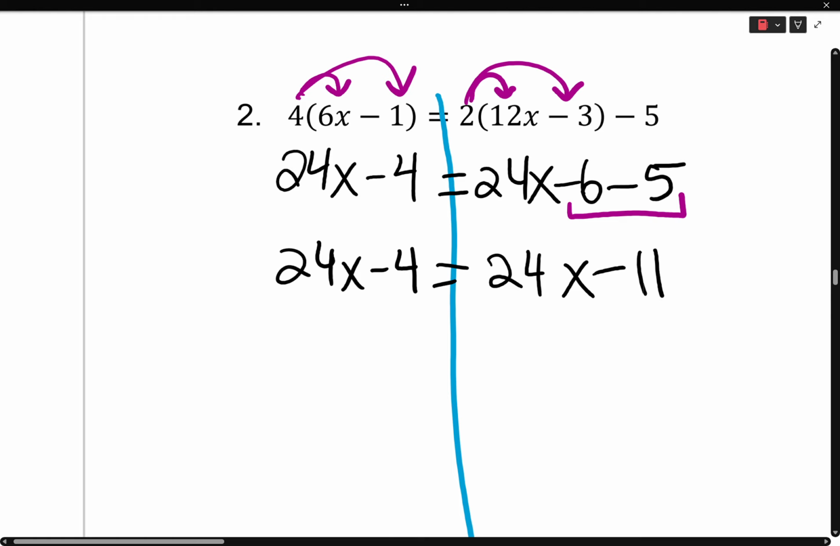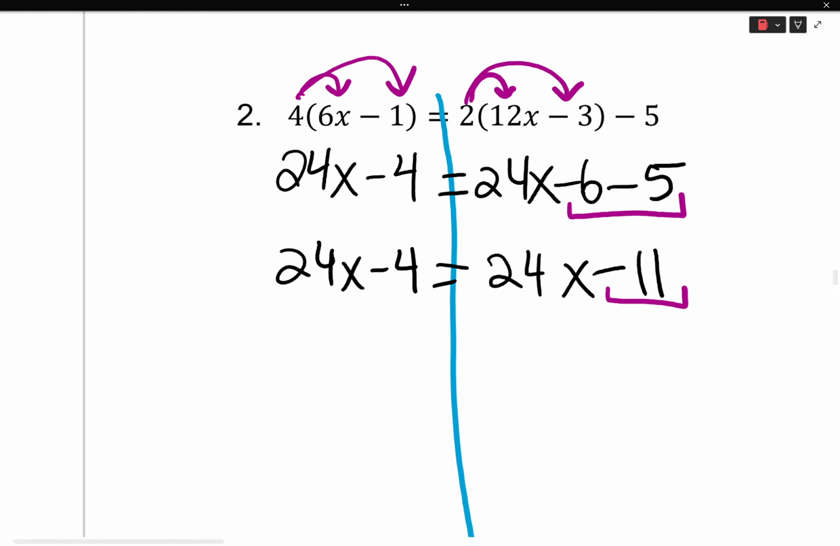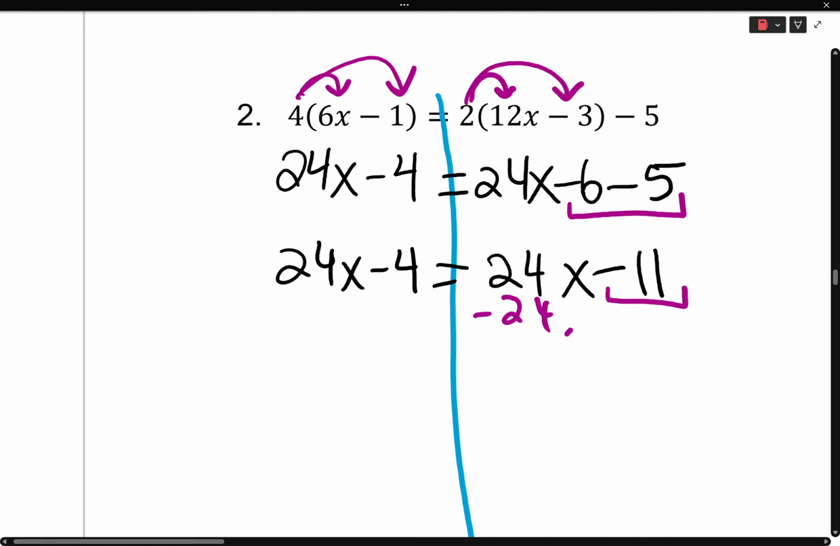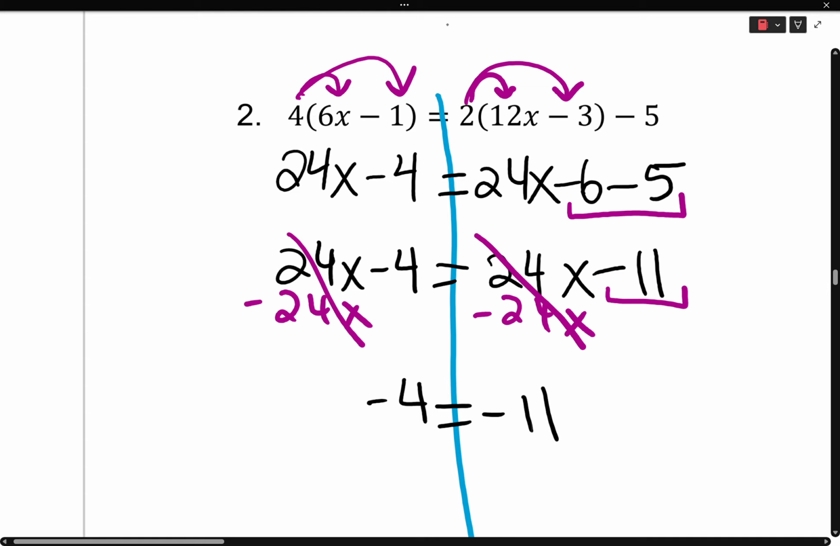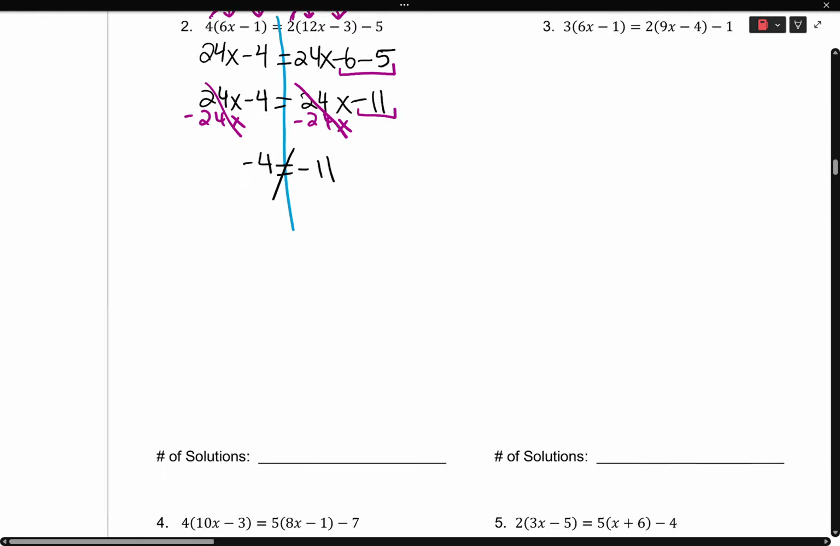Next, let's move the x's. I want to move 24x from the right to the left. On the right, it's positive 24, so I'm going to subtract 24x's from both sides. On the right, it cancels, because that was the point. On the left, it also cancels. So we're left with negative 4 equals negative 11. No, it doesn't. Number 2 has no solution.